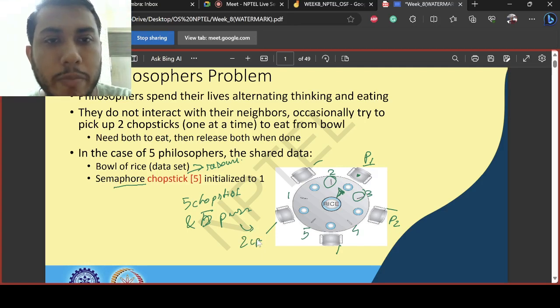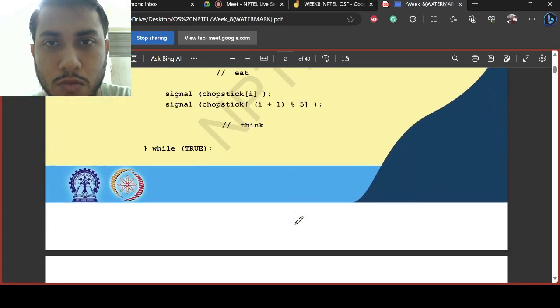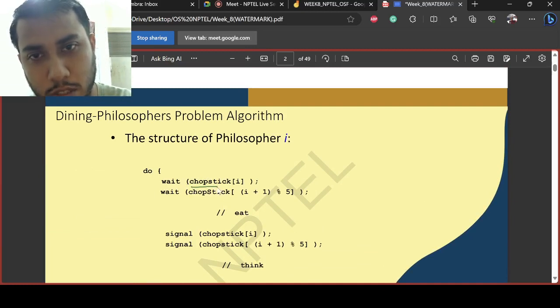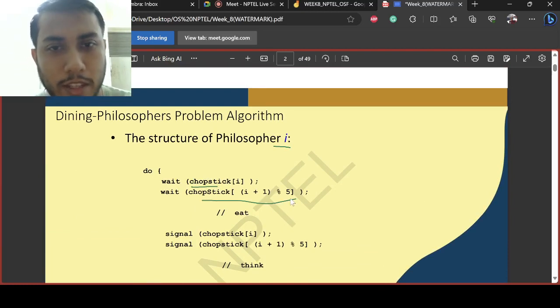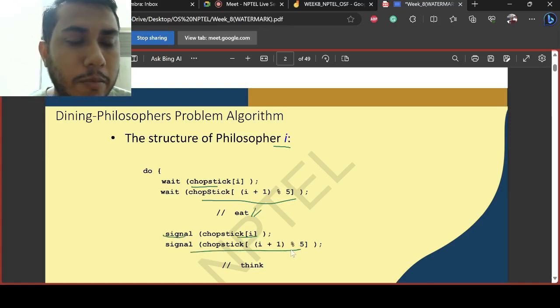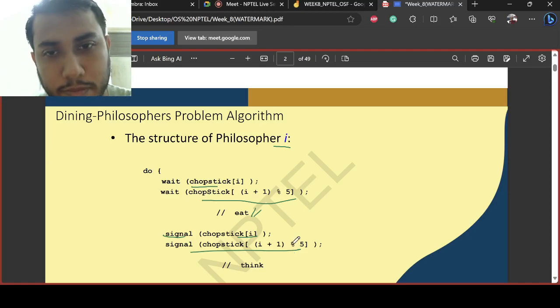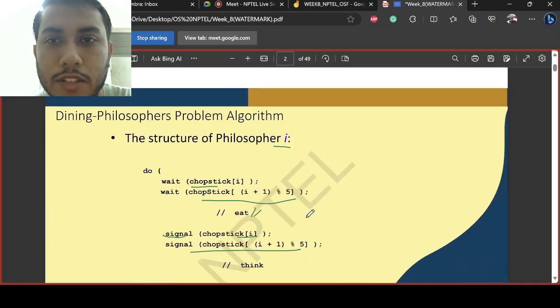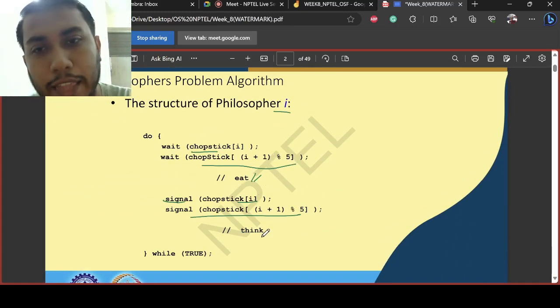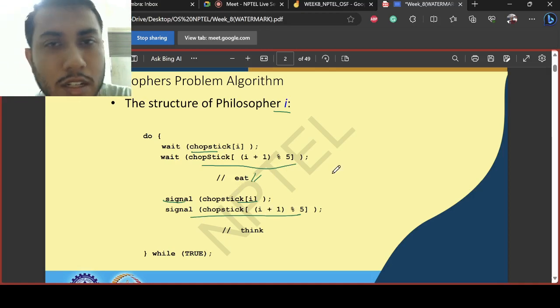So the algorithm is like this. The philosopher i takes one chopstick, and the one beside it, (i plus 1) mod 5. Then he eats, and after that he signals that, okay, I have completed eating and I am releasing these chopsticks. So this is the structure of your philosopher. It picks up 2 chopsticks, it eats, and then it signals that its eating is done, so it is leaving.